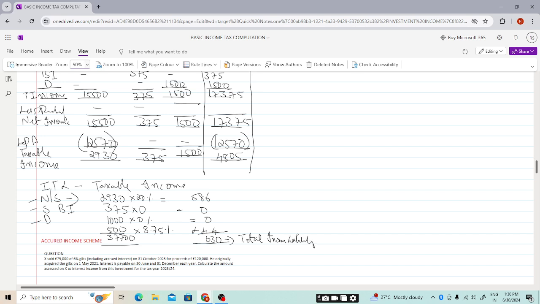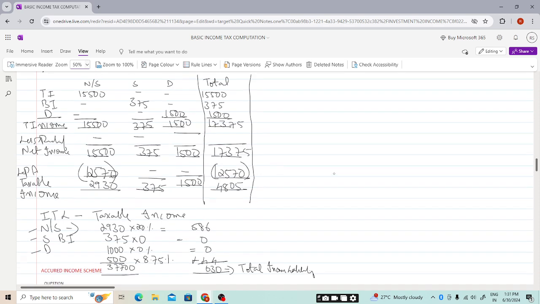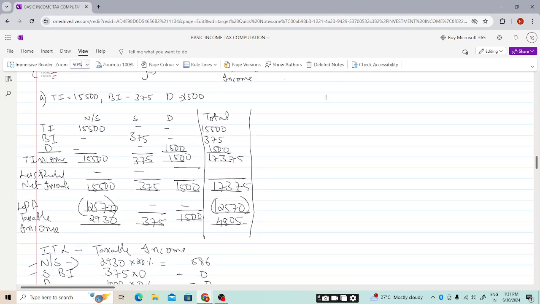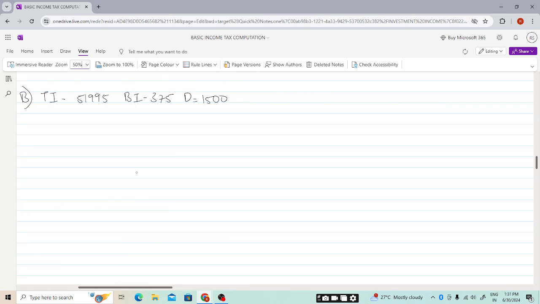Clear with this? In this question we dealt with all the types of income, and we got the answer. Now we will be moving to the further case. What was the further case? The further case was our trading income will be 51,995, and our bank interest and dividend income will be the same. Bank interest will be 375 and dividend will be 1,500. Clear with this, students?